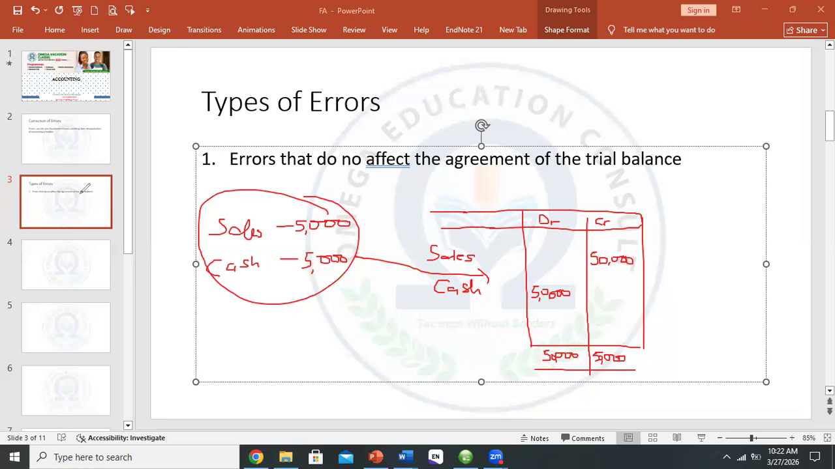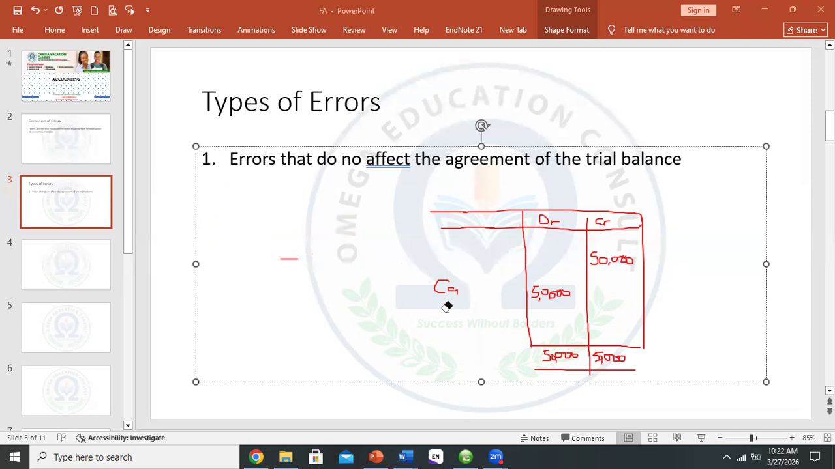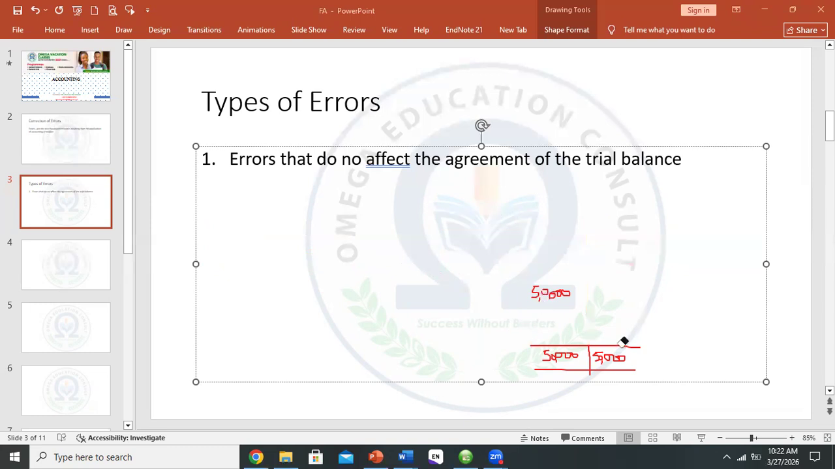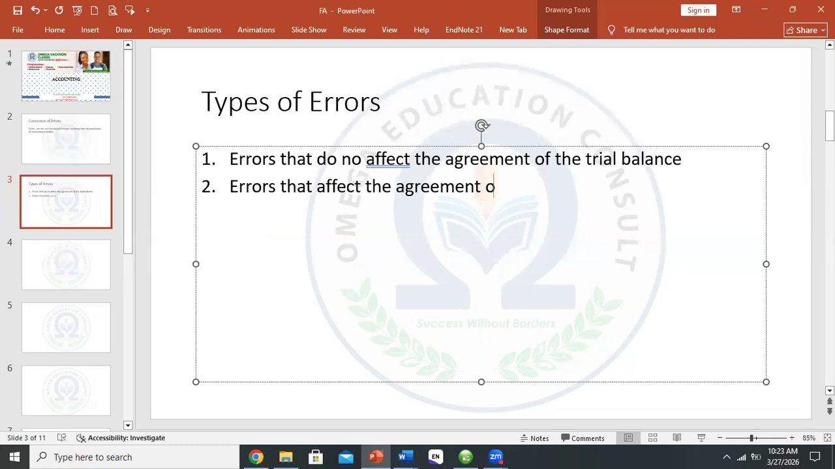The second type are errors that affect the agreement of the trial balance. So I think we can demonstrate that as well, where for some particular errors, when you commit them, there will be a difference in the trial balance. Let me give an example here.